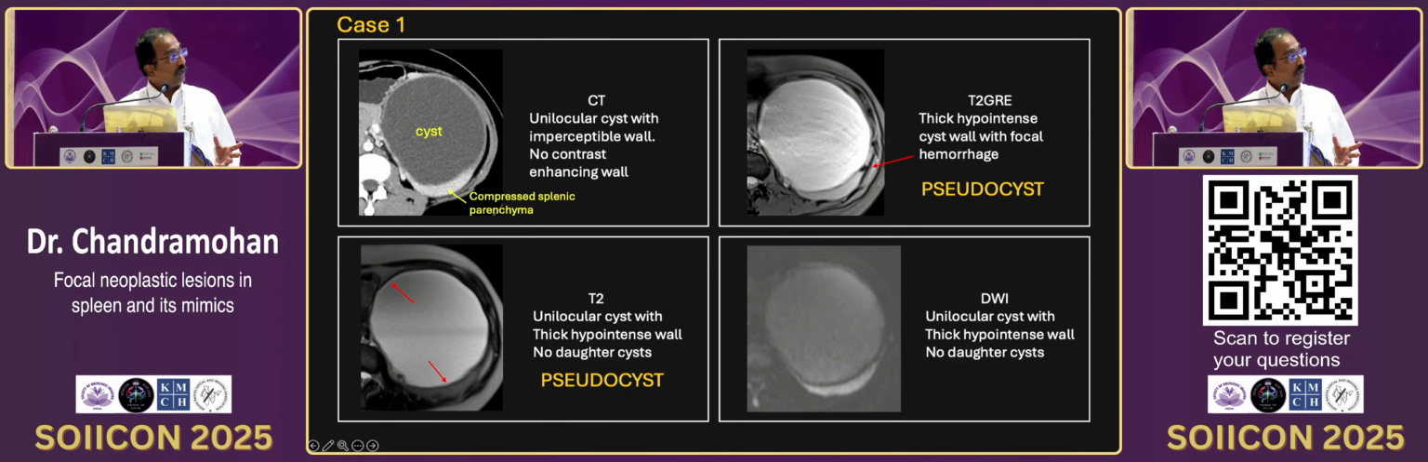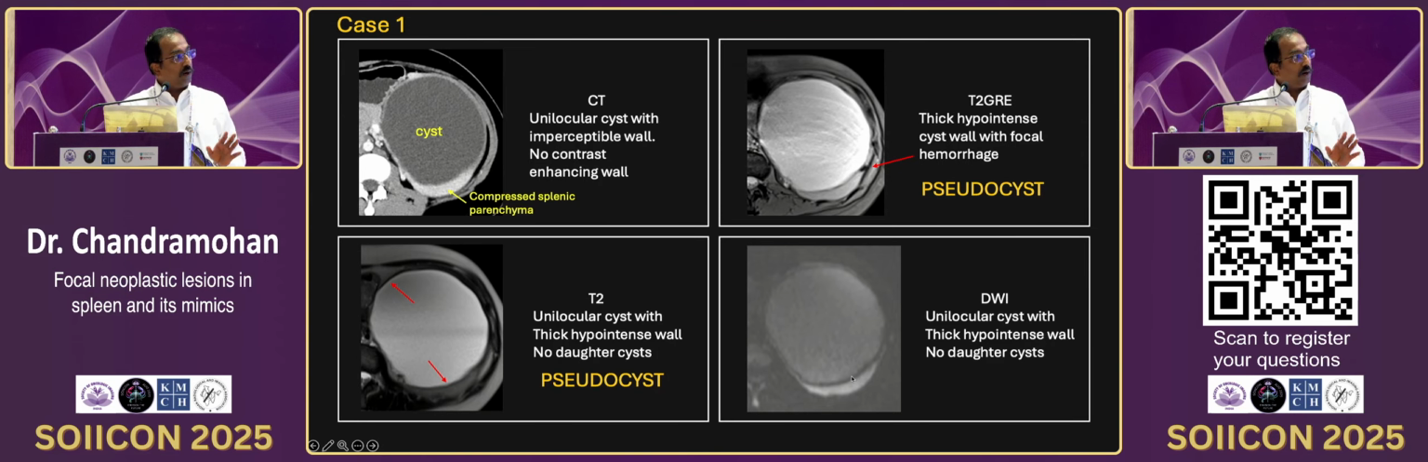Now coming back to the patient, we see that there is an imperceptible wall in CT. Post-contrast CT, there is no wall, we cannot see any wall. Whereas in T2 weighted images, we can see a thick wall, and on gradient echo images, we can see there is hemosiderin deposition in the wall of the cyst. Even in diffusion, we can appreciate the thick wall of the cyst.